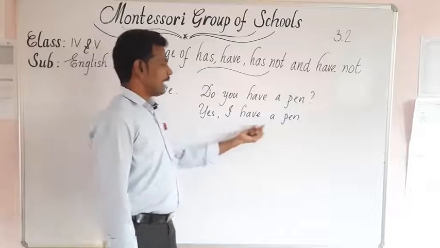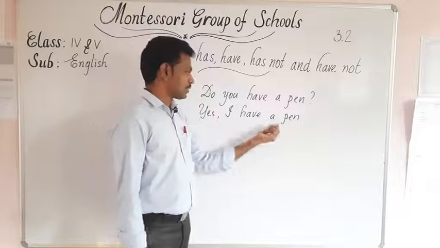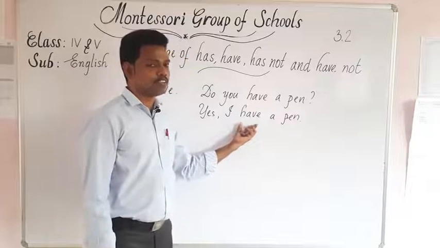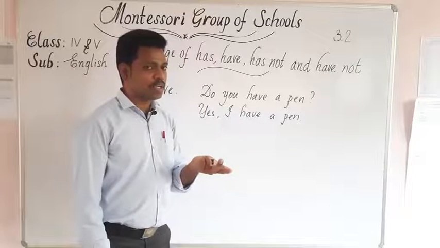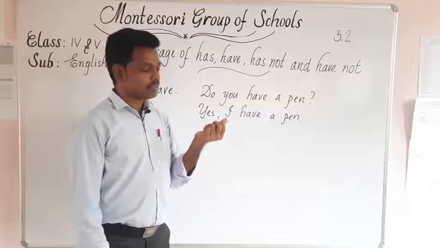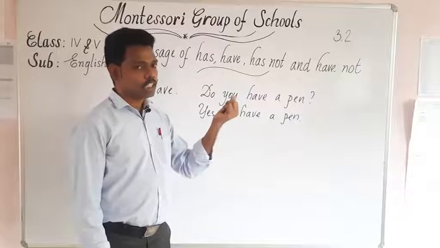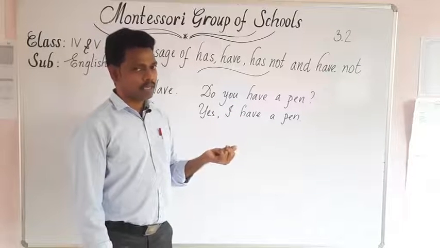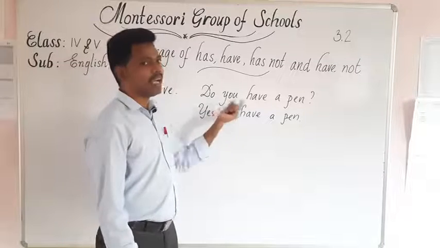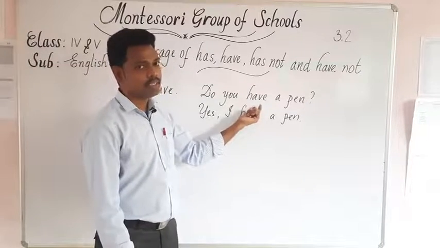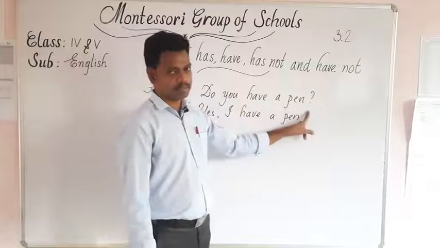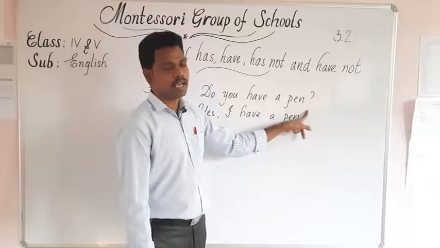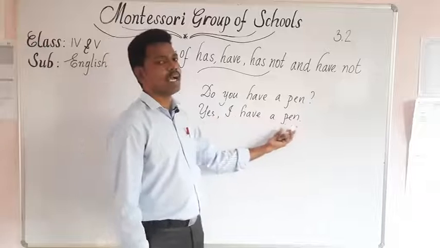So here, I have a pen, as I told you, it is the possessive case. So, when we have possessive case, in the beginning I told you, with the subjects like first person, singular plural, second person, singular plural, and third person plural, we have to use do plus have. Do plus have. So here, do you have a pen? Do you have a pen? That is interrogative sentence. And there we get the answer, yes, I have a pen.